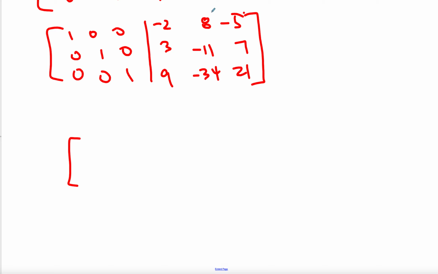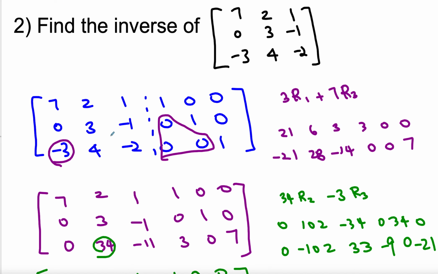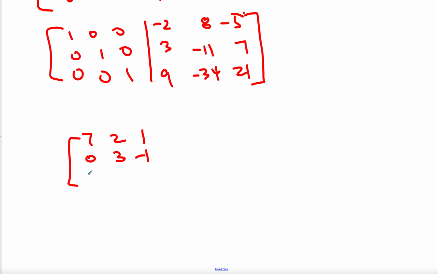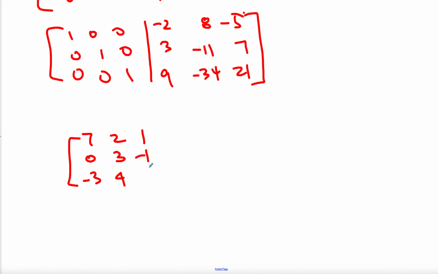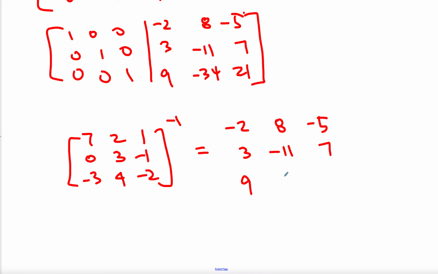So our original matrix was 7, 2, 1, 0, 3, negative 1, negative 3, 4, negative 2. The inverse of that is equal to negative 2, 8, negative 5, 3, negative 11, 7, 9, negative 34, 21. That becomes our answer.